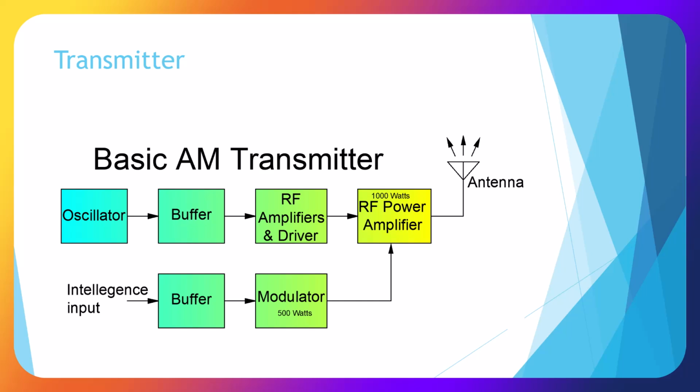Here's a block diagram of a basic AM transmitter. We have the oscillator, our buffer, RF amplifiers and drivers, our intelligence input, which is our audio, a buffer, a modulator going into and combined in our RF power amplifier and going out to an antenna.